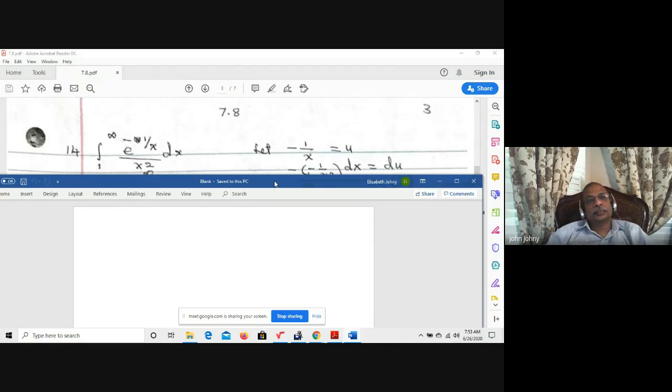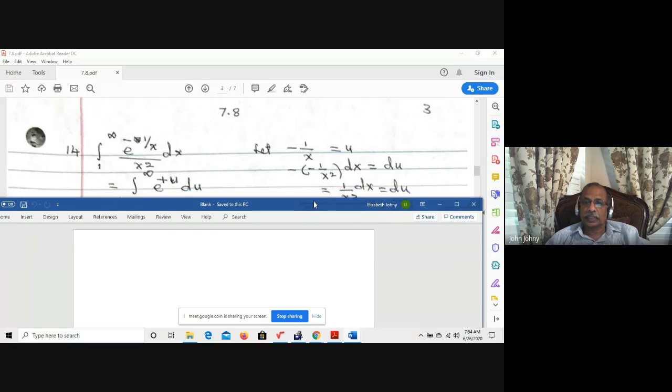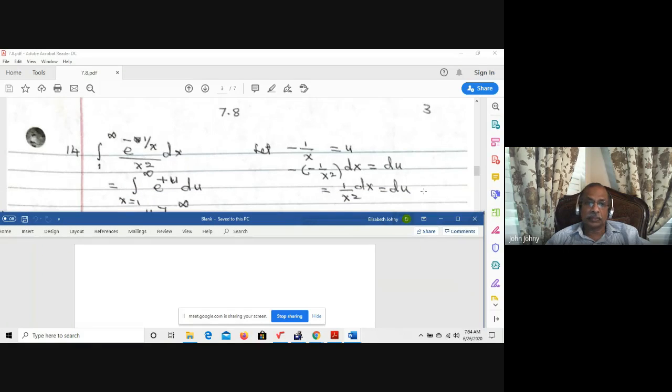Number 14, integral 1 to infinity e to the negative 1 over x square. You have a 1 over x and a 1 over x square in the denominator. So you do a substitution. Negative 1 over x is equal to u. Differentiate both sides with respect to x. You get positive 1 over x squared, the derivative of negative 1 over x. dx is equal to du. That is 1 over x squared dx is equal to du. So it is going to be e to the u du.